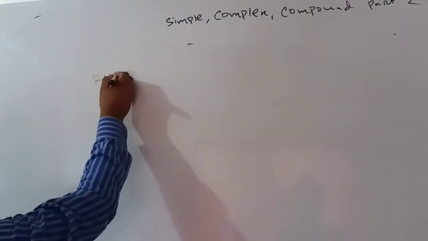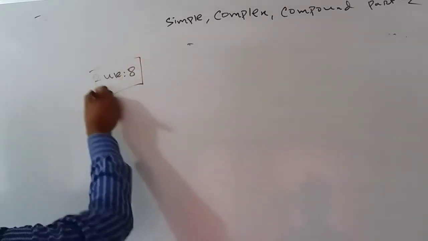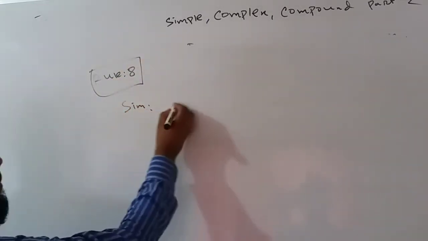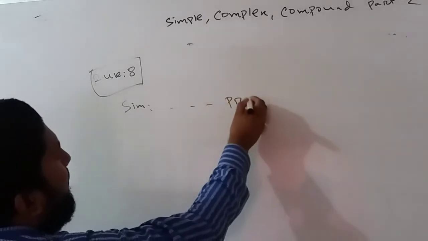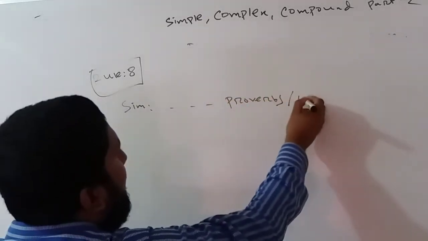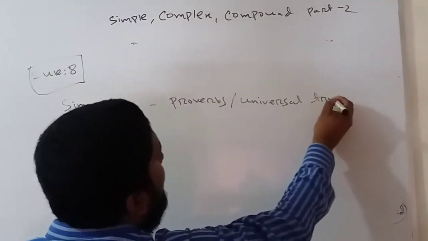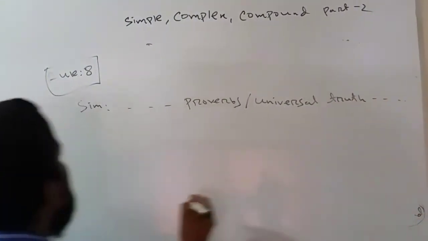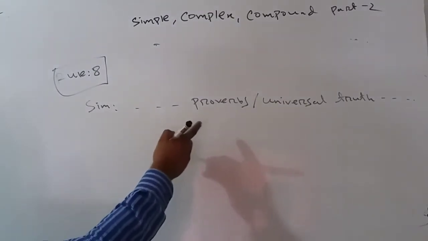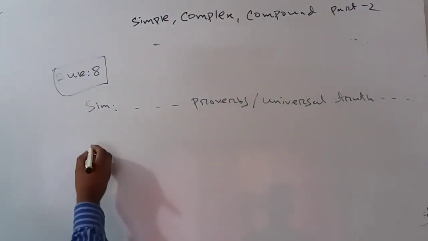Rule number 8. In simple, proverbs are universal truth. In a simple sentence, there will be a proverb or universal truth sentence.